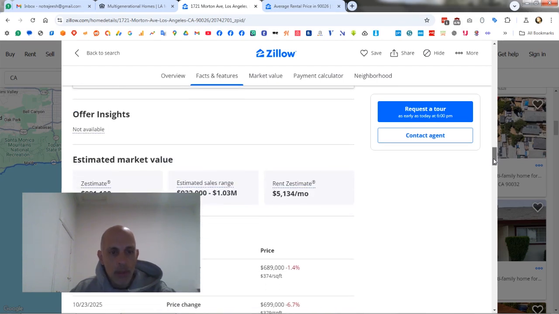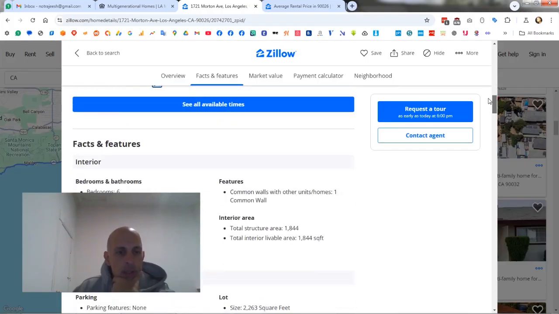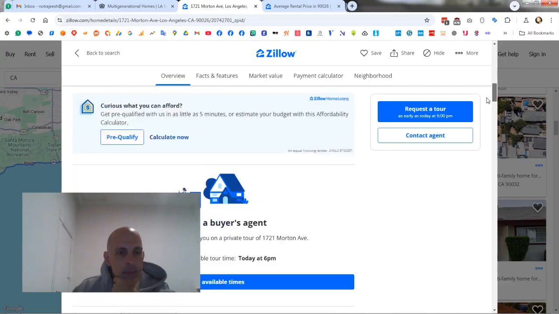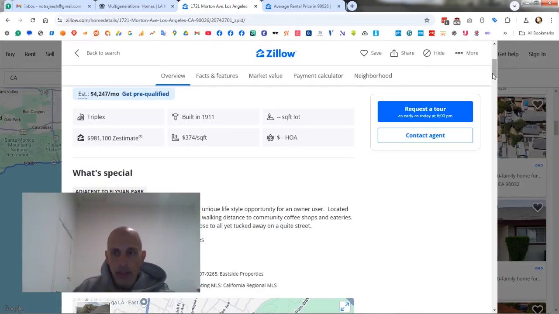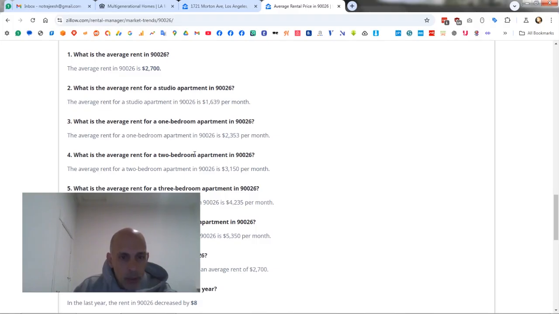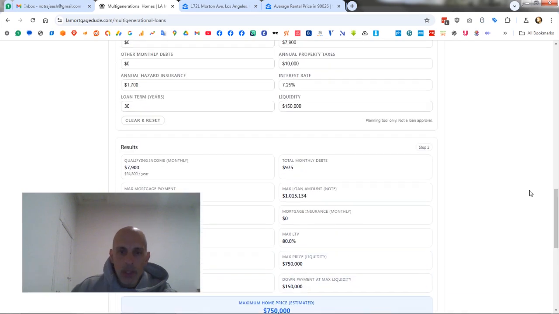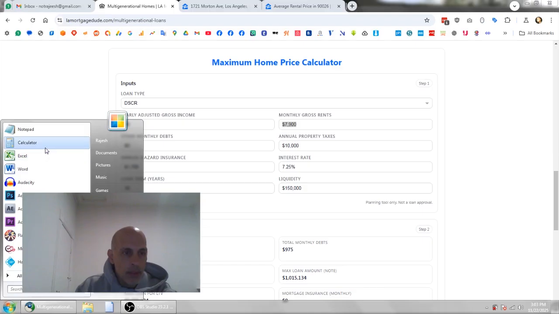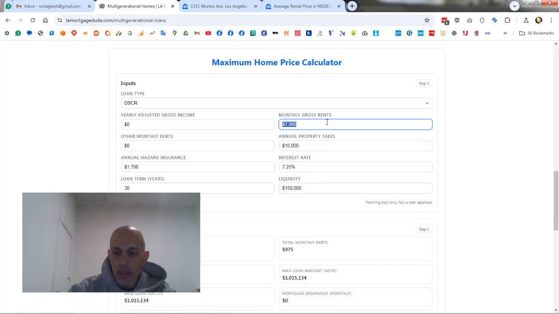I want to see what's the bedroom structure here. Does it say? Six bedrooms, 6 bathrooms, triplex, so 2 bed, 2 baths per unit. Let's just assume that. So 2 beds, 2 baths is $31.50 a month. So $31.50 times 2 is what? $6,300.